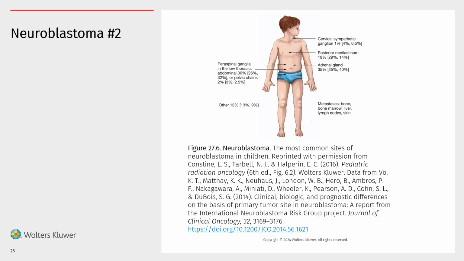So here's a great picture of neuroblastoma and where it can occur in the body. Again, a time to pause and just take in the picture.